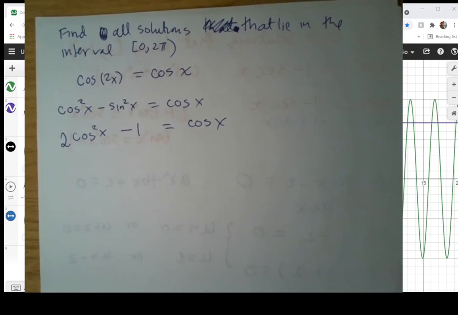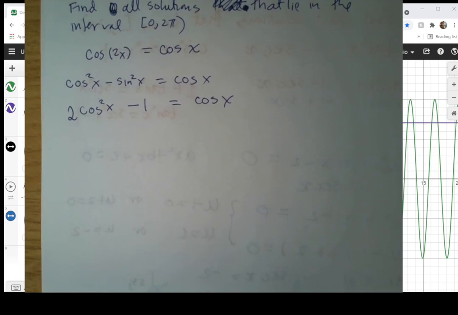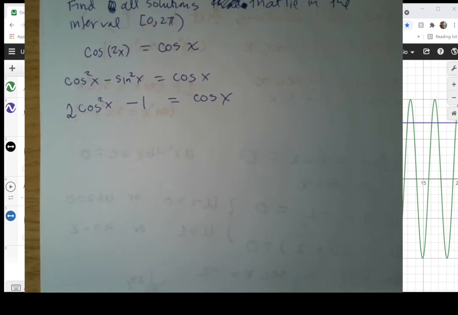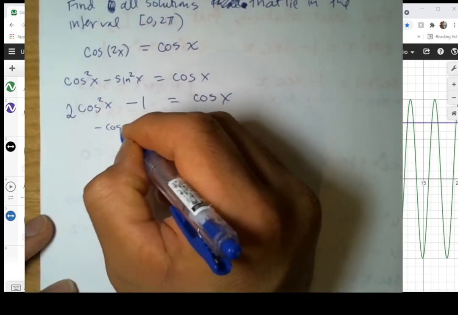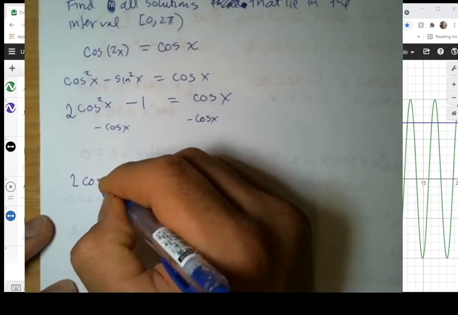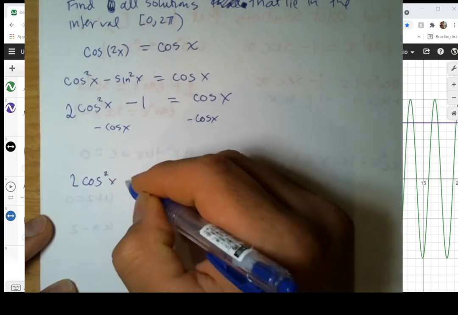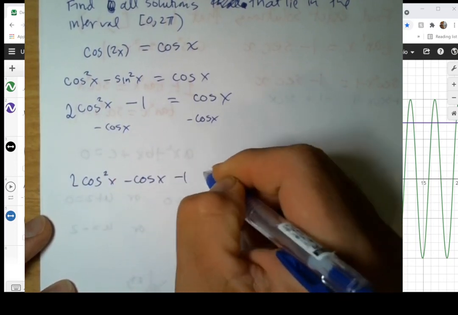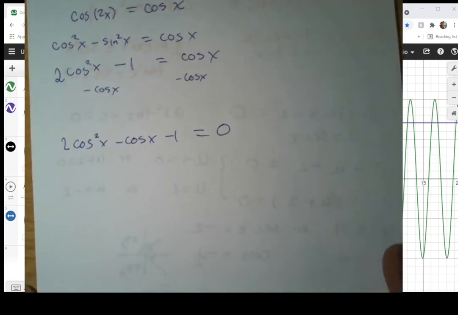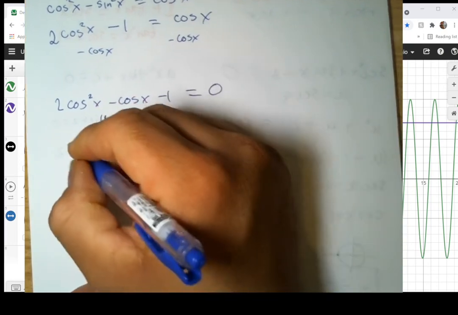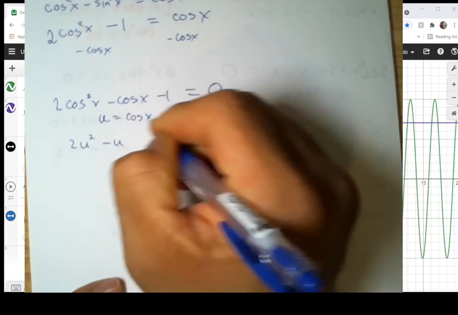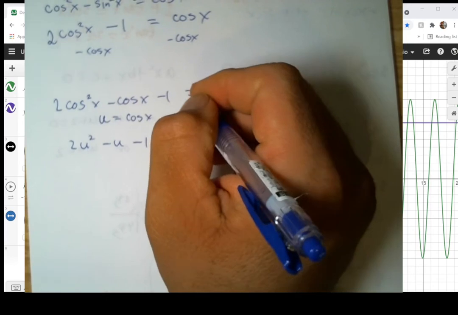All right, now we have something we can work with. And again, hopefully right away you should start seeing, oh, this almost looks like a quadratic type, like we did in the previous example. So what I want to do is set this equal to 0, by subtracting cosine of x from both sides. All right, and then I'll treat it like a quadratic. So we let u equal cosine x. So we get 2u squared minus u minus 1 equals 0.